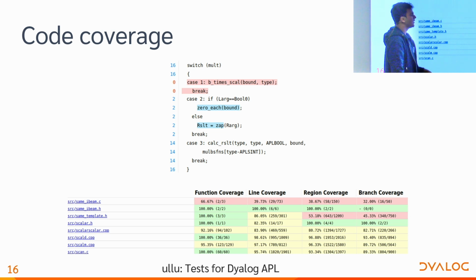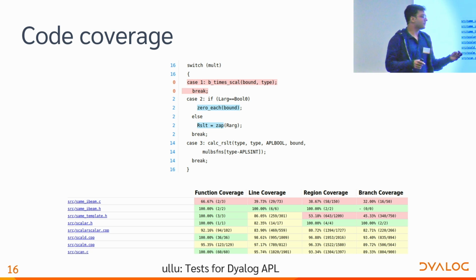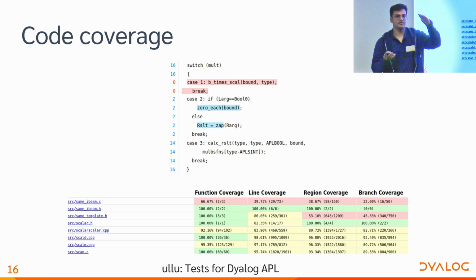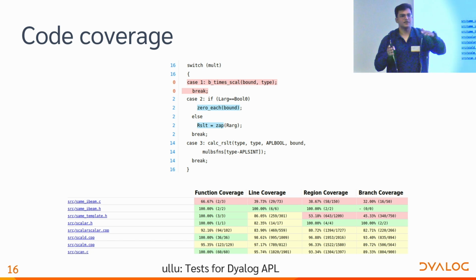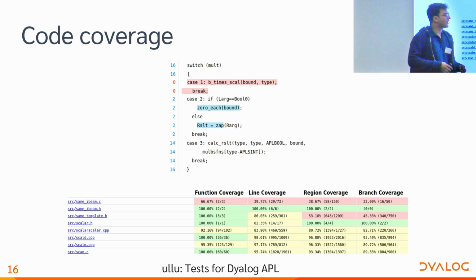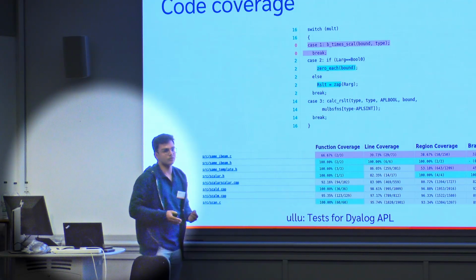Function coverage is if all of the functions that are there in the file are covered. Line coverage is if every single line in the file is covered. And region coverage is every single region, meaning all of the if cases, all of the switch cases, all of the for loops are covered. And we have branch coverage that also deals with if-else statements and branches in code.